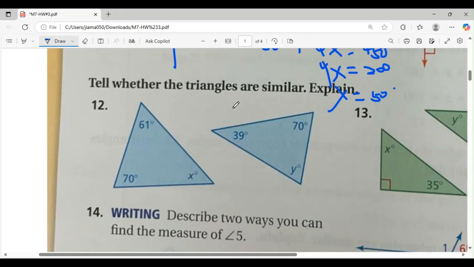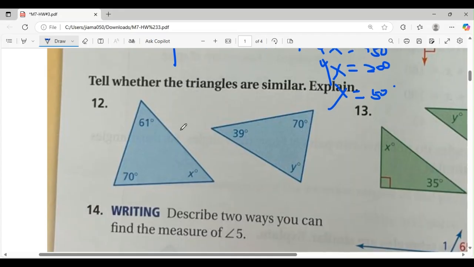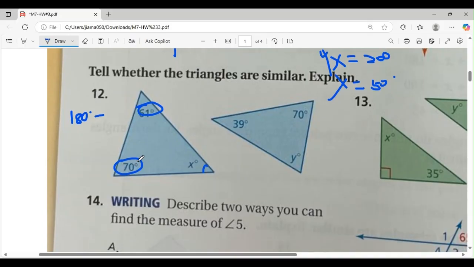Tell whether the triangles are similar and explain. Okay, let's find the angle measures of x and y. 180 degrees minus this, then minus this equals 51 degrees. Okay, so x is 51 degrees.